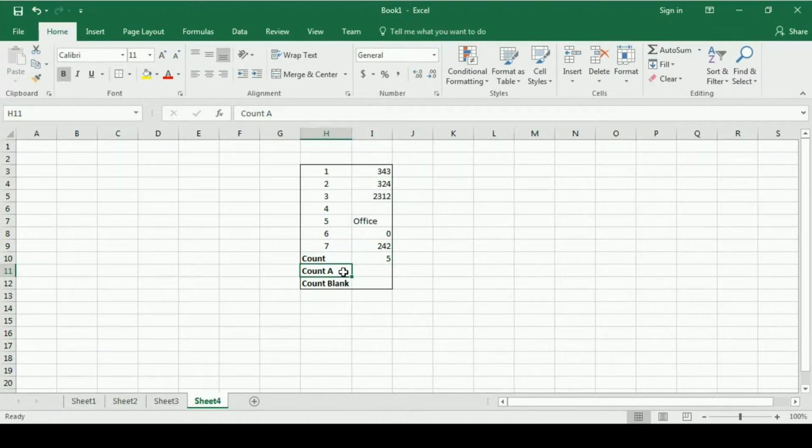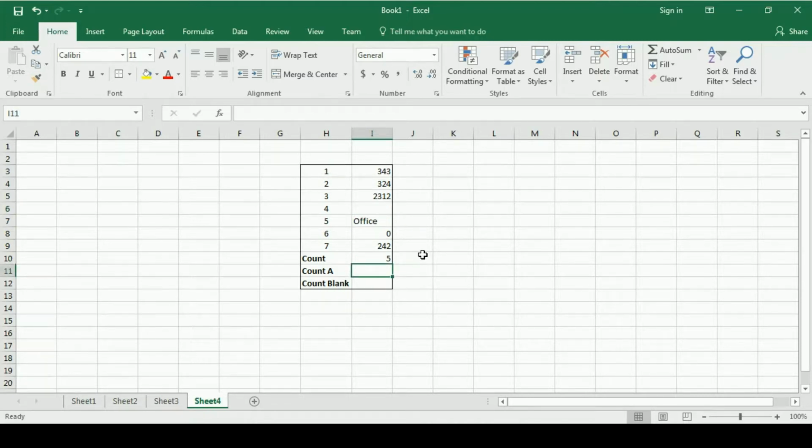Similarly, for COUNTA, it counts both numbers and alphabets. So, including those 5 numbers, the cell that contains the word office should also be counted, but not the blank cell.